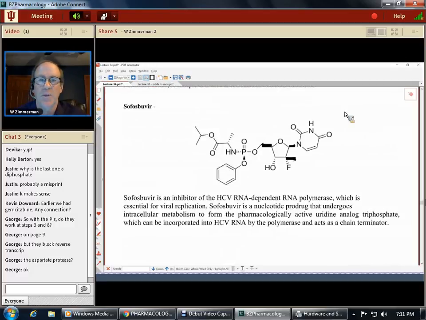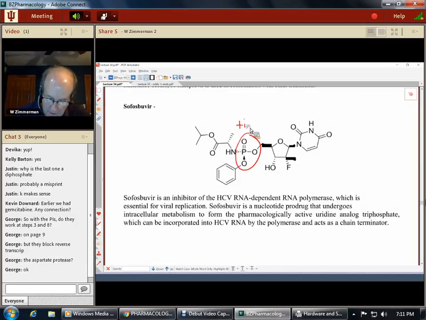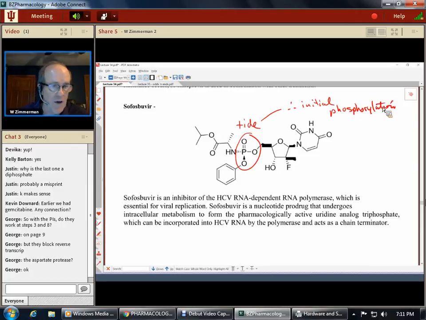What the trick with the sofosbuvir is, it is a nucleotide. It's got the phosphate in there. It's not a nucleoside. Kind of a funny looking molecule. Therefore, you have the initial phosphorylation. And that was often the rate-limiting step in the hep C antivirals.